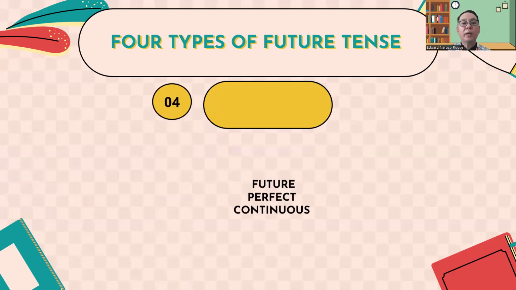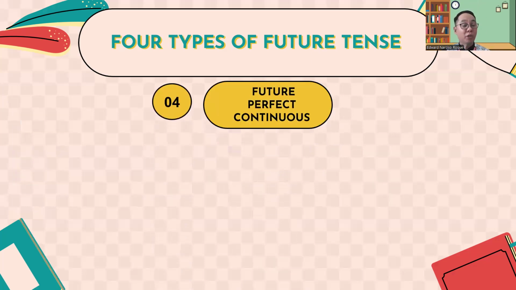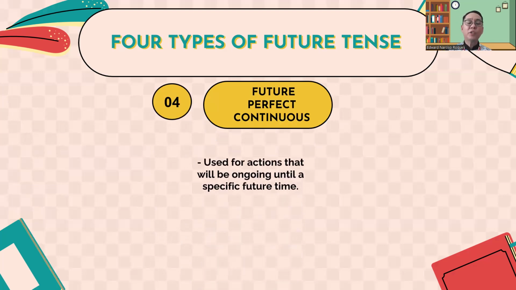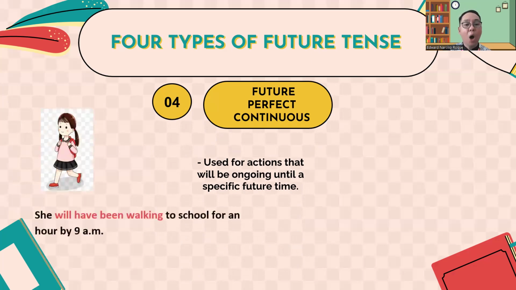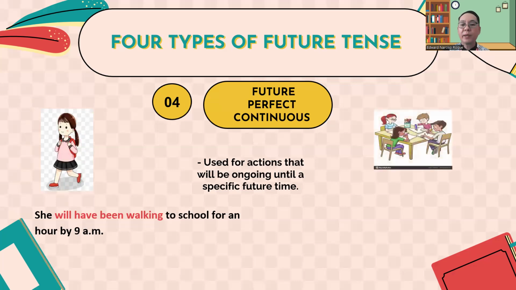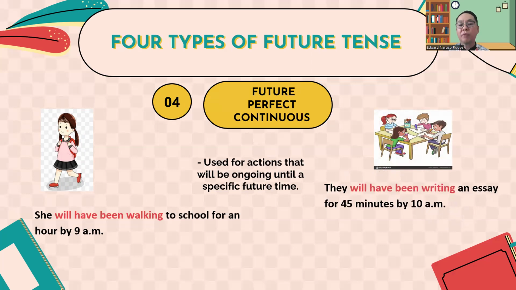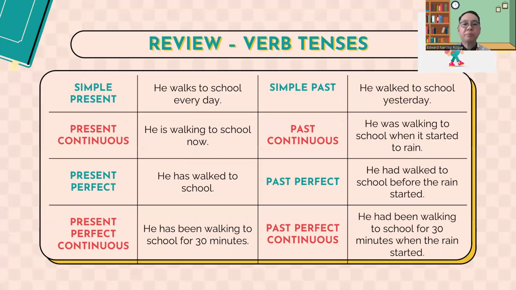And the last one is the future perfect continuous. The future perfect continuous is used for actions that will be ongoing until a specific future time. For example, she will have been walking to school for an hour by 9 a.m. And the second example is they will have been writing an essay for 45 minutes by 10 a.m.